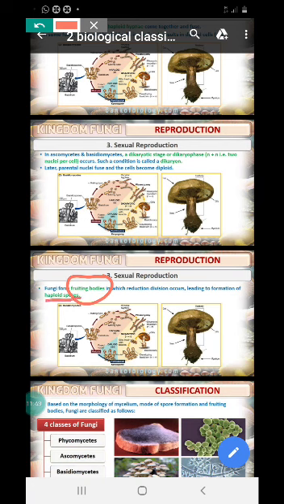Clear? According to the types of spores produced and the type of mycelium or hypha, these fungi are classified into 4 types. They are the Phycomycetes, the Ascomycetes, the Basidiomycetes, and Deuteromycetes. What are they again? Phycomycetes, Ascomycetes, Basidiomycetes, and Deuteromycetes. Clear? Okay.